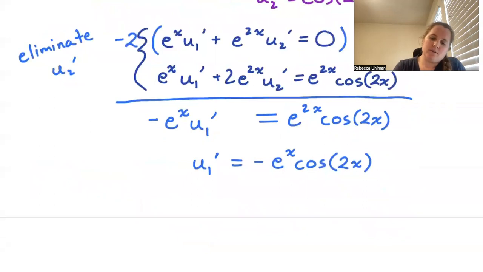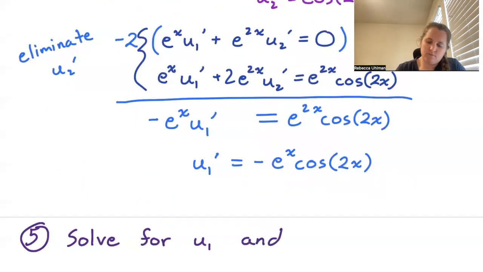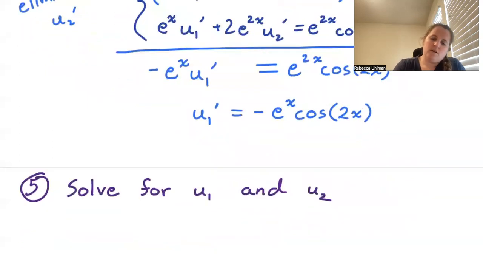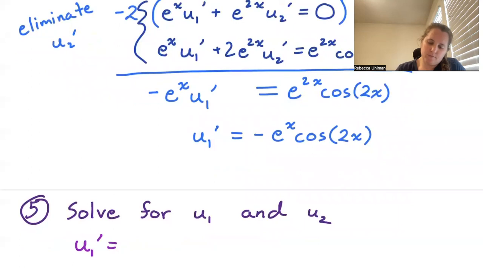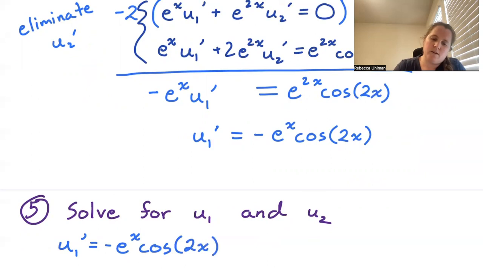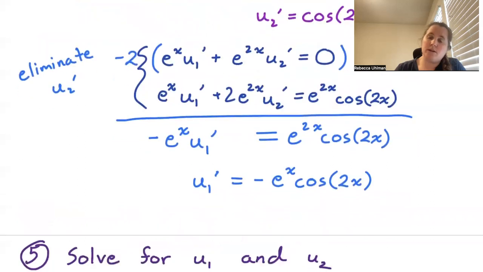So our next step is to solve for u1 and u2. So we know here we had that u1' was equal to negative e^x cosine of 2x. And then we had u2' was simply equal to cosine of 2x.